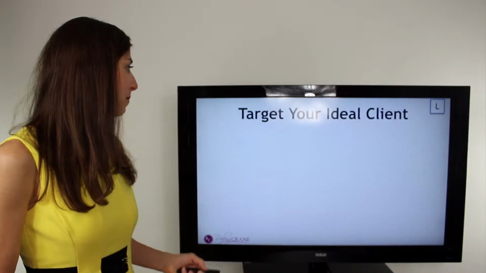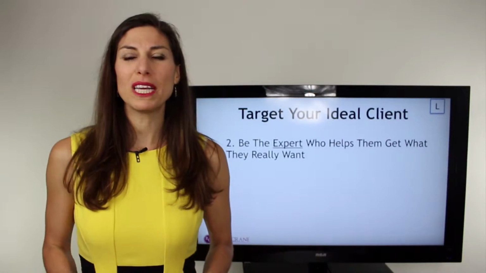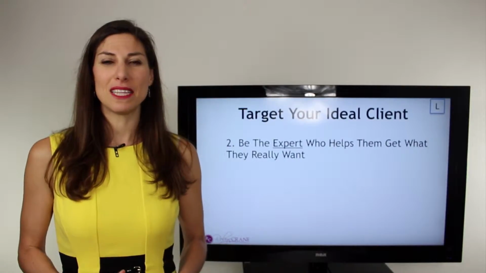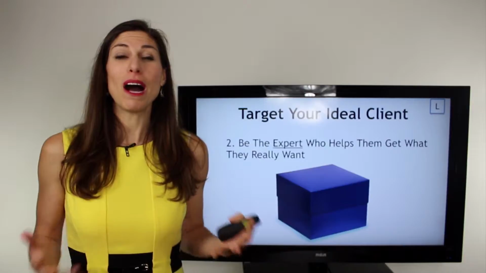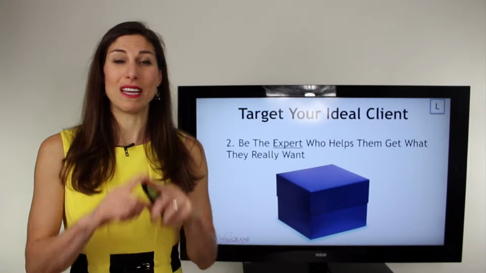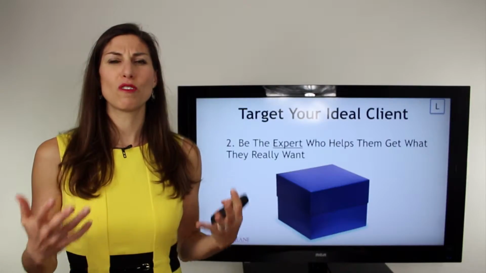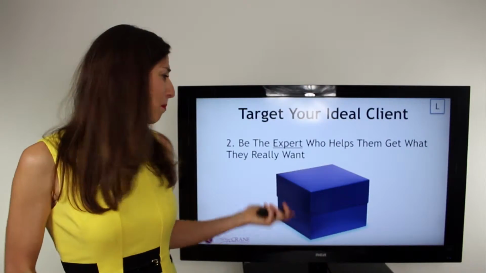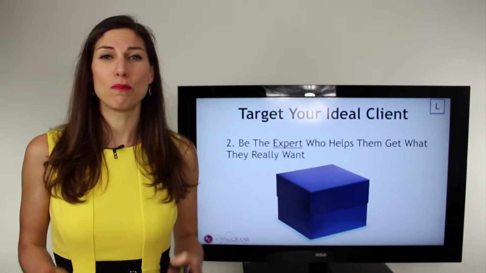And that's the second thing. So the second thing is to become the expert who helps them really get what they want. Now, when I did this, I got very clear. Look, I was no longer trying to sell them a box. The box, I learned from my broker-dealer, was a financial planning service, either assets under management or some sort of mutual fund or product. But the box wasn't getting them what they wanted. They wanted something much, much deeper.